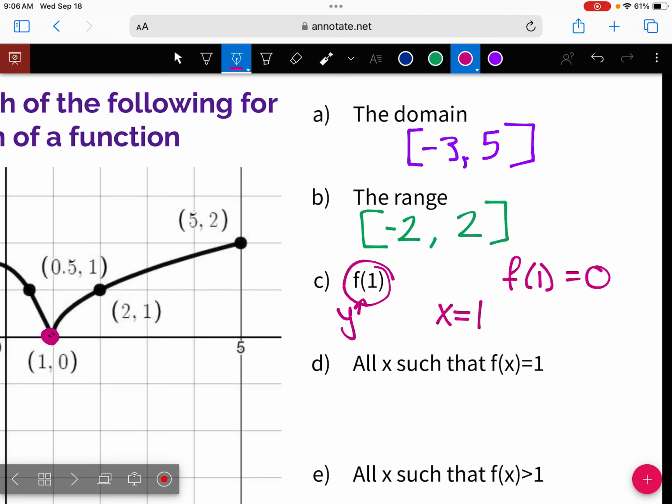f of 1 is my y, just like f of x is my y. He's just in disguise. Function notation is just, he's got a cheesy mustache on. Trying to be sneaky. He's not sneaky, but he's trying to be sneaky.